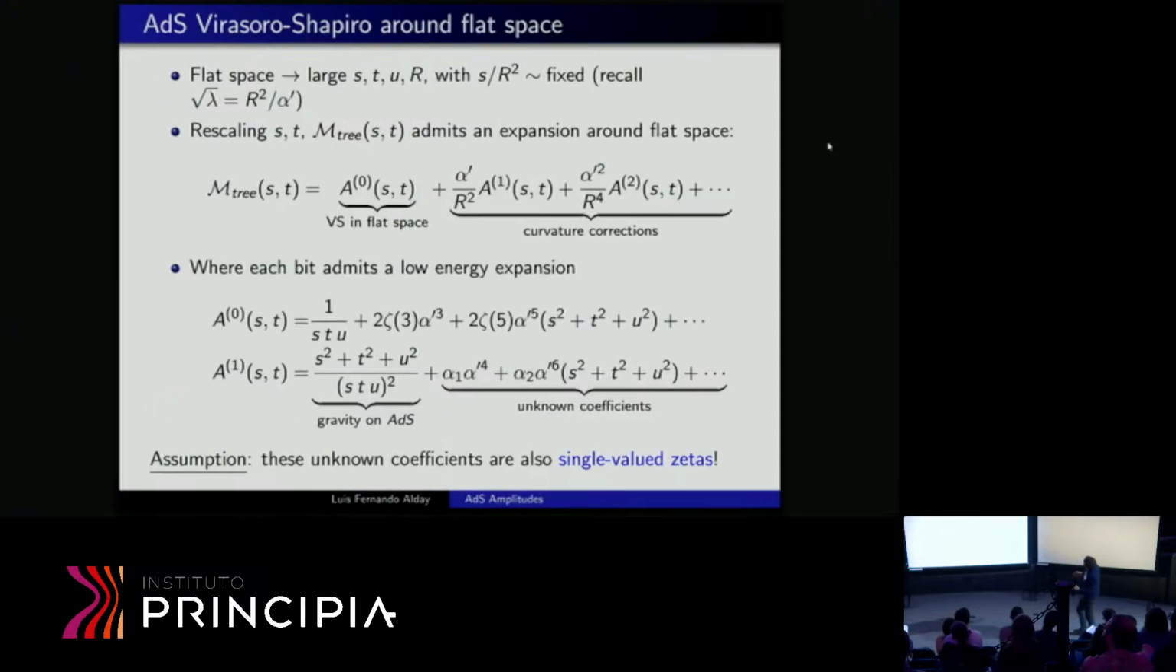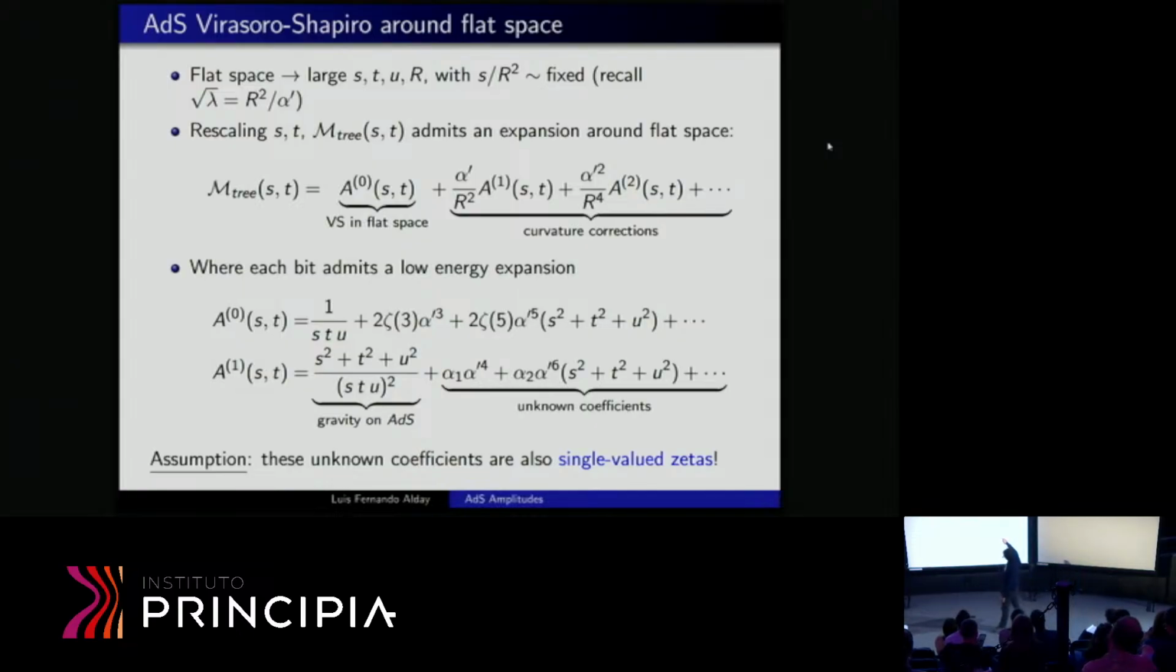that should basically be the Virasoro-Shapiro amplitude in flat space. So after rescaling S and T with the square root of lambda, we can write down the same answer, but now as an expansion around flat space, where first you take all the leading order terms in each polynomial, then all the subleading order terms, the sub-subleading, and so on. So the first piece will be the Virasoro-Shapiro amplitude in flat space, then the first curvature correction, the second curvature correction, and so on. So we can do that expansion as well.